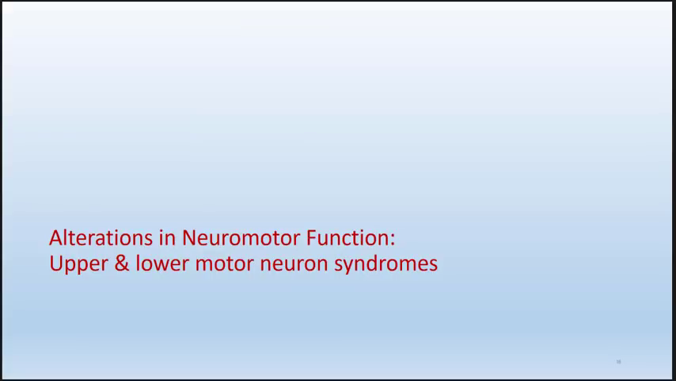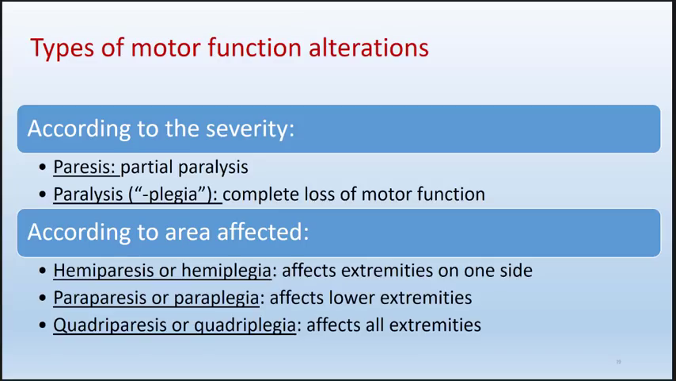Now we'll move on to talking about upper and lower motor neuron syndromes. Motor function alterations can be classified according to the severity of the alteration as well as the area that's affected. The term paresis refers to partial paralysis, really muscular weakness. Whereas paralysis, sometimes referred to as plegia, is complete loss of motor function.